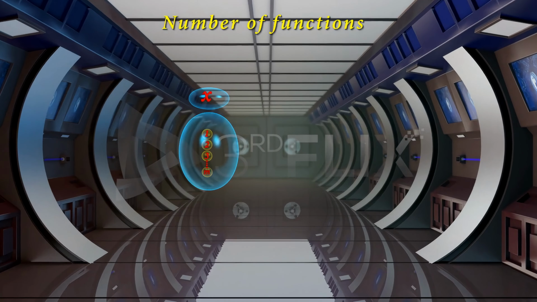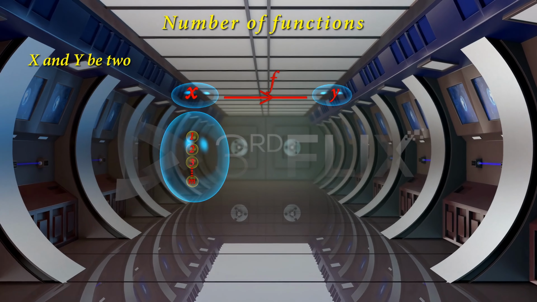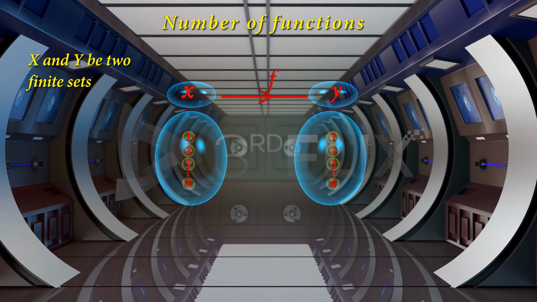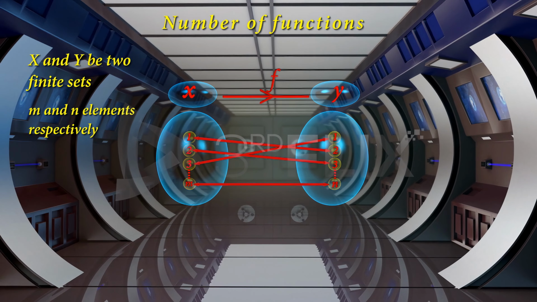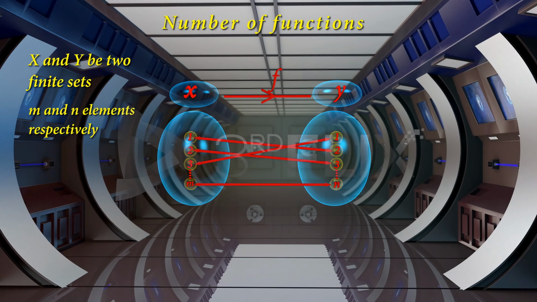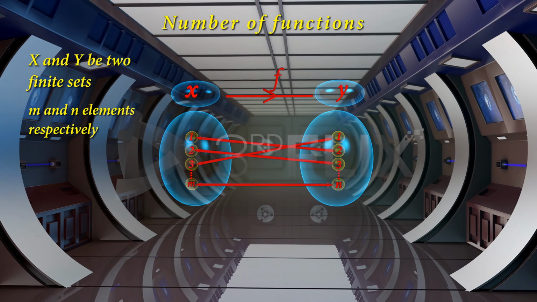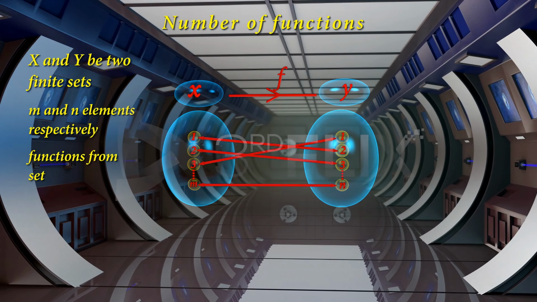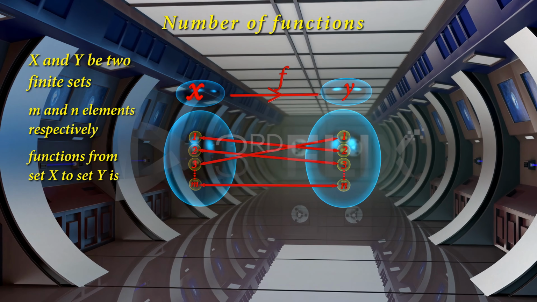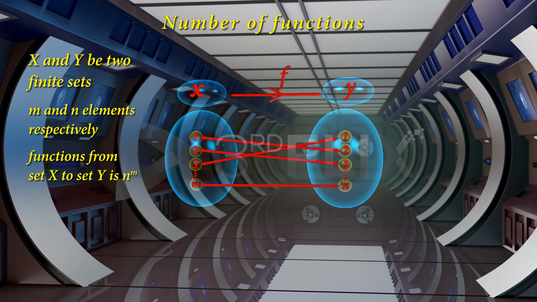Number of functions. Let x and y be two finite sets having m and n elements respectively. Then, each element of set x can be associated with any one of n elements of set y. So, the total number of functions from set x to set y is n to the power m.